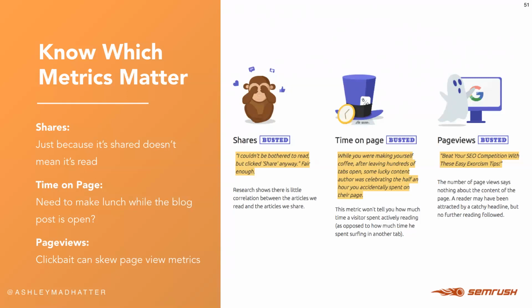And then we have page views. If we could all stop writing clickbait headlines, that would be really awesome. But we're not. We're still marketers. We're still writing clickbait headlines, and it's really messing up our metrics. Just because someone clicks on it and we have a high amount of page views doesn't mean anybody actually engaged with the article or even read it. Lots of times they're bouncing right back off of it because the content didn't match the clickbait headline.